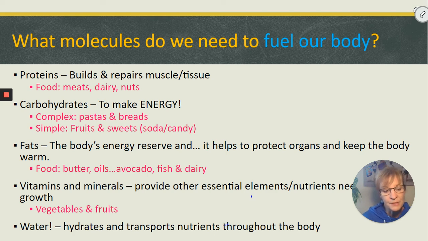Vitamins and minerals. You need vitamins and minerals in order to help your body function better, and you can get a lot of them in vegetables and fruit. And water. You need to drink water and stay hydrated, because that's what helps move all of this stuff around your body. But that is basically our little molecular biology unit in a nutshell, broken down super quick and simple.